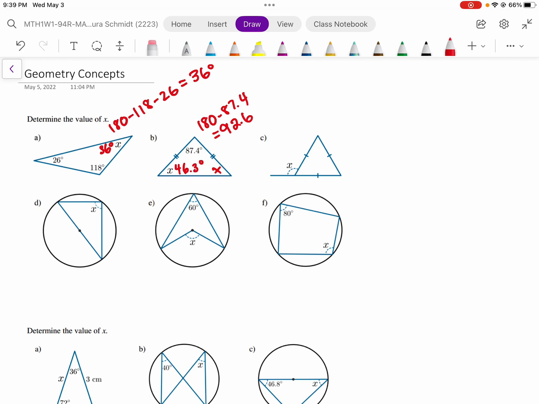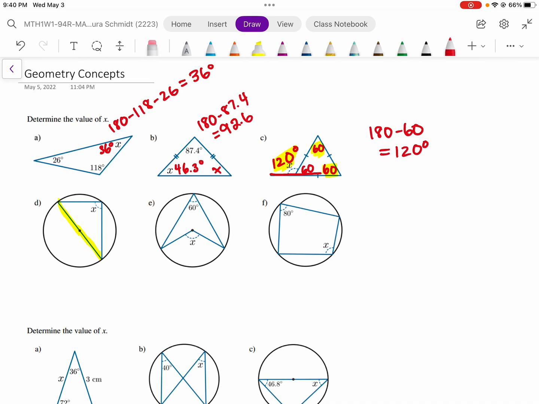This one's an equilateral triangle, so I know each angle is 60 degrees. Since this one is on a straight line, I know supplementary angles add to 180. So if I just do 180 minus 60, I will get 120. There's also a thing that says this angle is equal to the sum of these two angles. Another theorem.